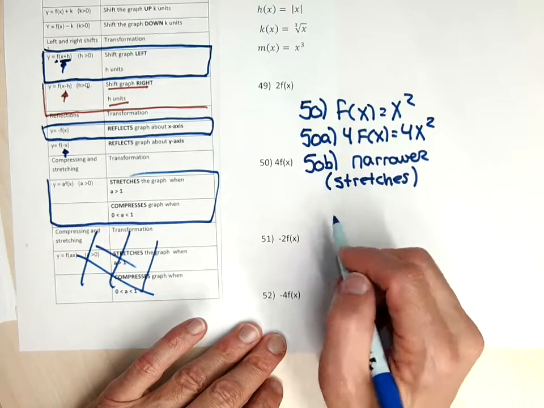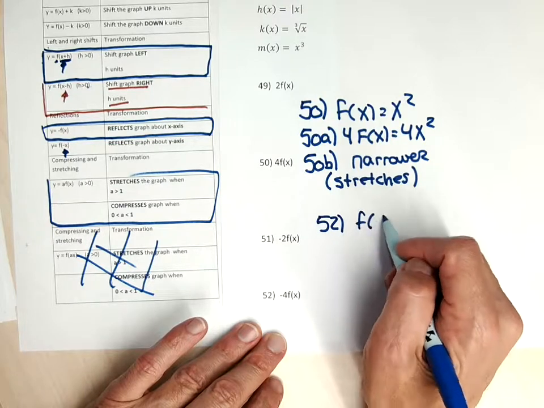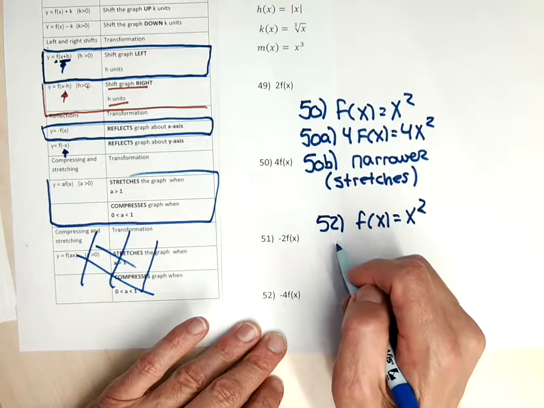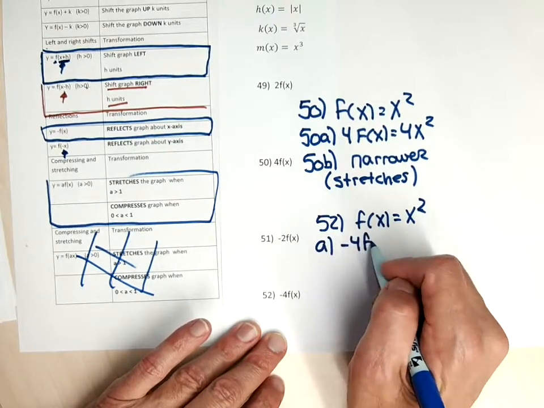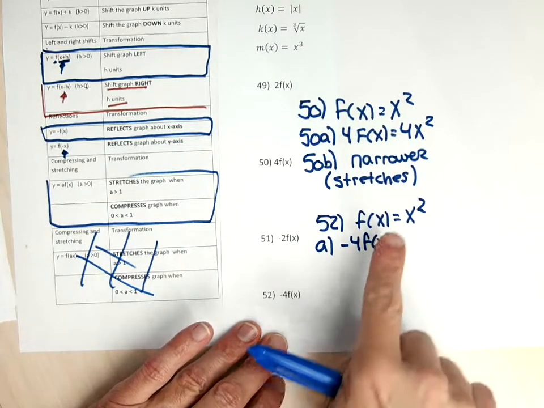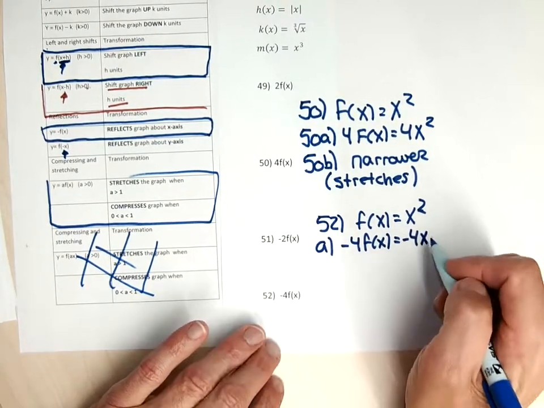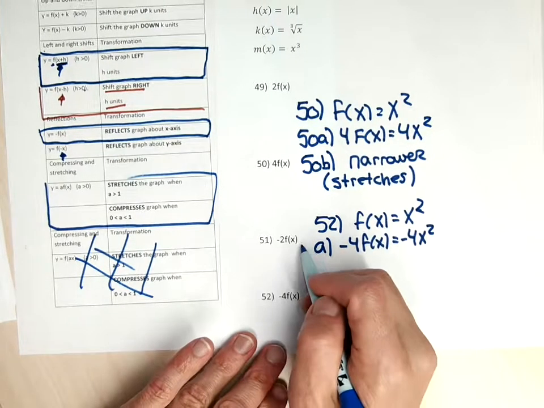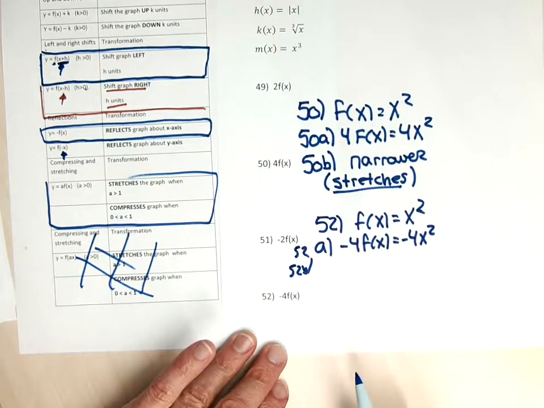In question 52, instead of multiplying by positive 4, I multiply by negative 4. For part A of 52, it wants me to find negative 4 times f of x. To find each function, I'm going to do the same thing. Because that negative 4 is not inside the absolute value, it's just going to be multiplied by the function. To describe what it does, it's certainly going to make it narrower. It's going to stretch the function.